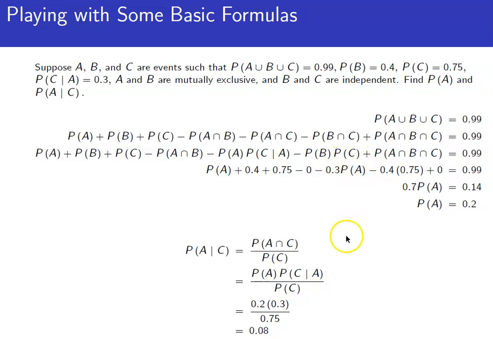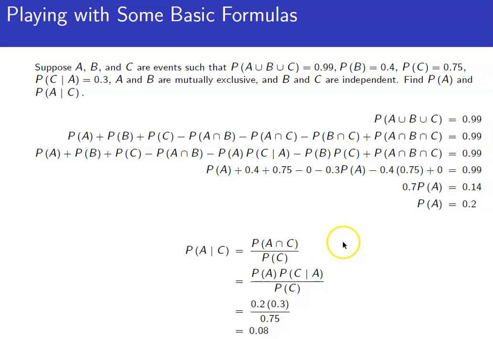So now let's just start substituting in some values that we know. We're told the probability of B is 0.4. Probability of C is 0.75. This 0 comes from the fact that we're told that A and B are mutually exclusive, so the probability of that intersection is 0. We don't know the probability of A, but we do know the probability of C given A is 0.3. And again, we know the probability of B and C, so we can plug in those values. And then finally, the last one here, again, since A and B are mutually exclusive, the probability of A intersect B is 0, so certainly the probability of A intersect B intersect C is also 0.